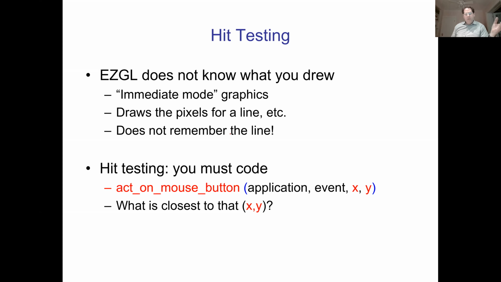And EasyGL gives you a callback function that helps you do that. You can pass in that act on mouse button callback. It has to have a certain function signature: it has to take the EasyGL application pointer, a data structure that gives you information about the event, and an X and Y coordinate of where the person clicked. But you have to code in that function, or maybe some helper functions it calls. What does that mean? We want to figure out what's closest to the XY in Milestone 2 so you can highlight an intersection.